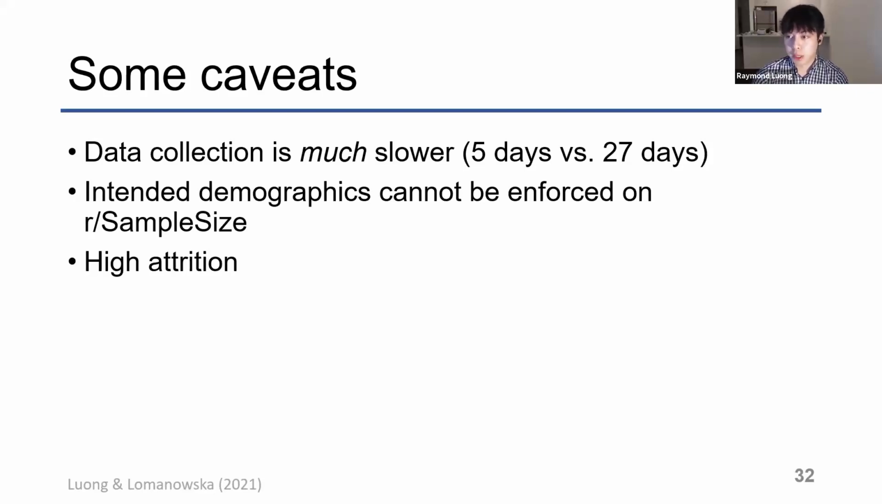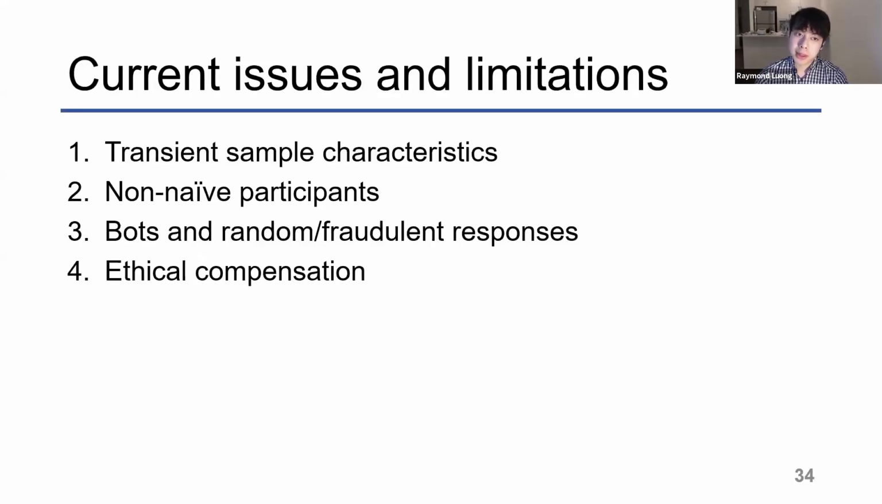So there's high attrition rates, as we might expect with online research in general. Finally, I'll finish off with some current issues and limitations concerning sample size. Some of these issues have actually been discussed in great detail in this conference itself in earlier sessions, specifically the non-naive participants and bots and random fraudulent responses.